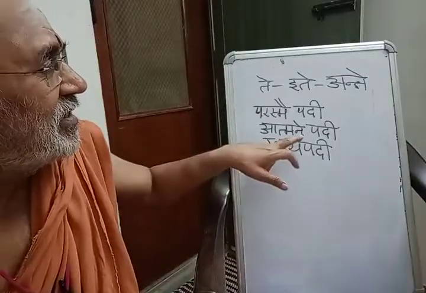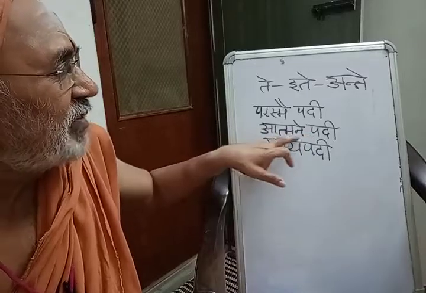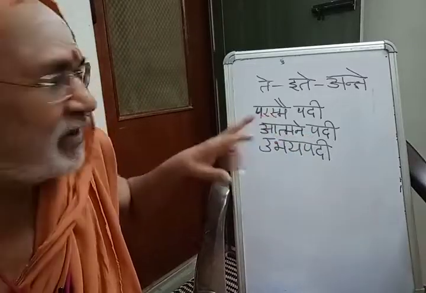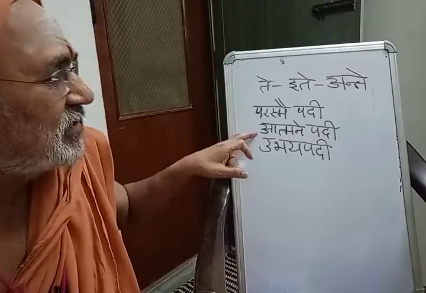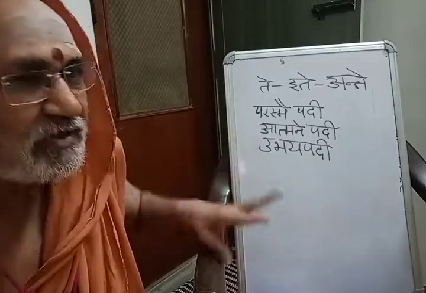Okay, so certain verbs, when Atmanepada is added, take only Atmanepada. They don't have a Parasmaipada form. Some roots have only Parasmaipada and don't have an Atmanepada form. But some have both.